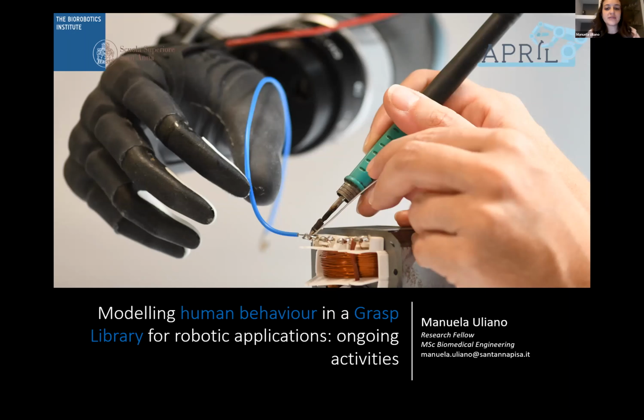Much for the introduction. I'm Manuela Uliano, a research fellow at the Robotic Institute of Sant'Anna School of Advanced Studies in Italy. And within the European ModelHRI project, our team of researchers is working on the development of a high-level grasp library with the aim of giving the robot autonomy in the grasp choice of flexible and deformable materials and objects in an industrial context.